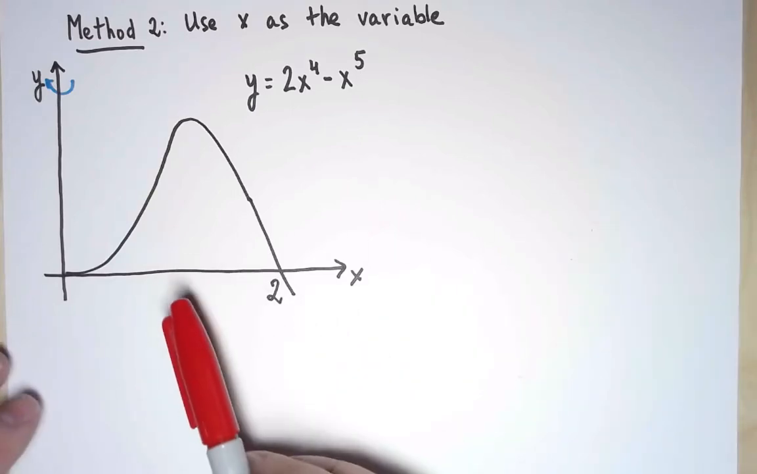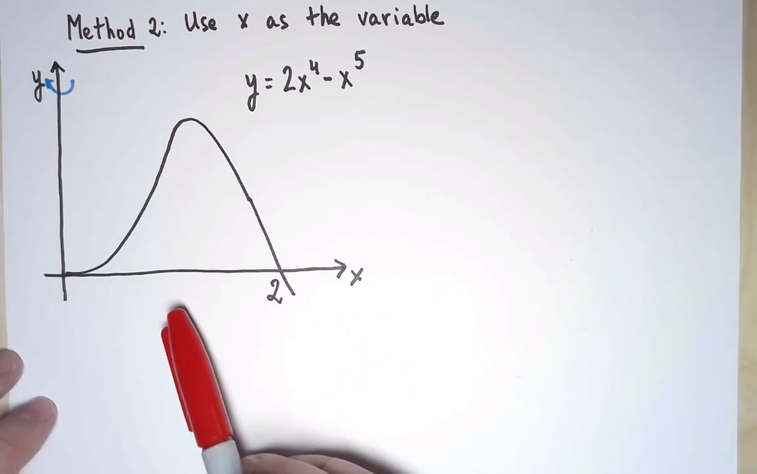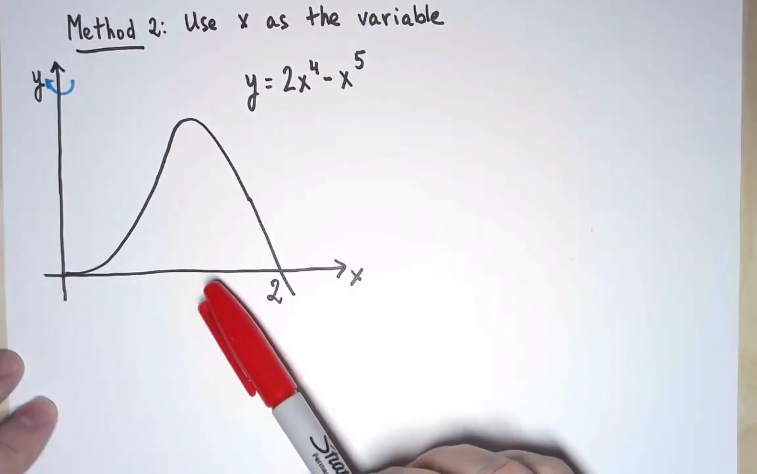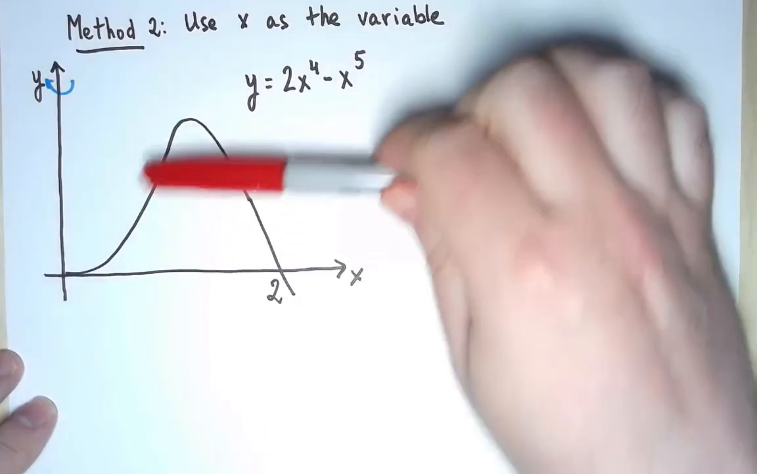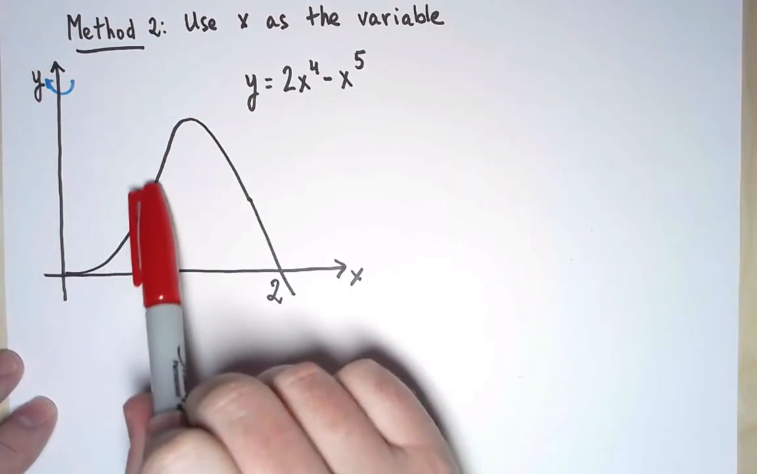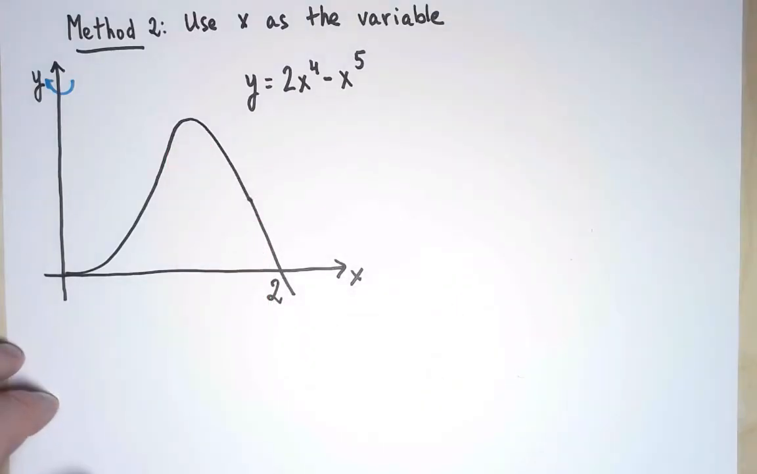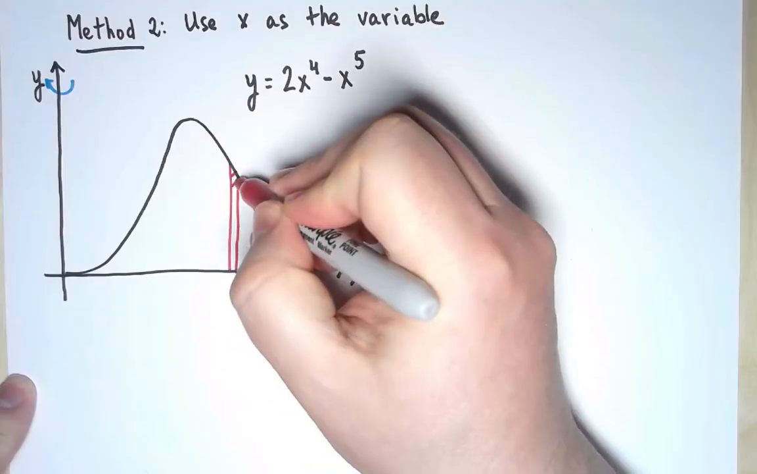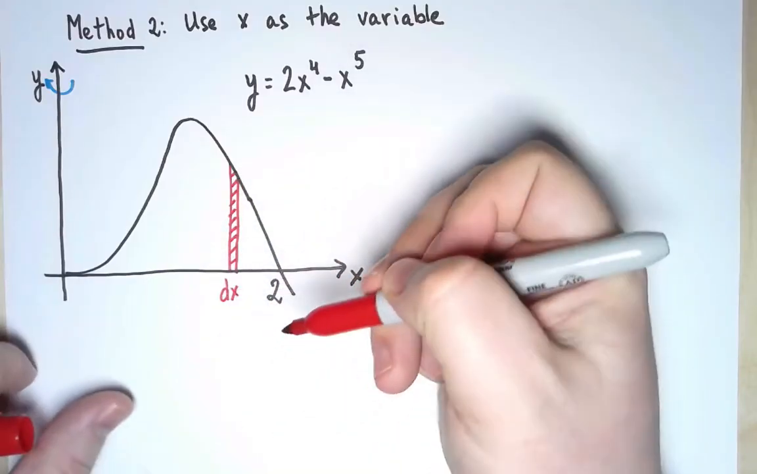Here is the original region again. In the first method, I integrated with respect to y. I sliced the original region horizontally. This time, I want to integrate with respect to x. I'm going to slice the region vertically. Specifically, let me look at a very thin stripe with thickness dx.